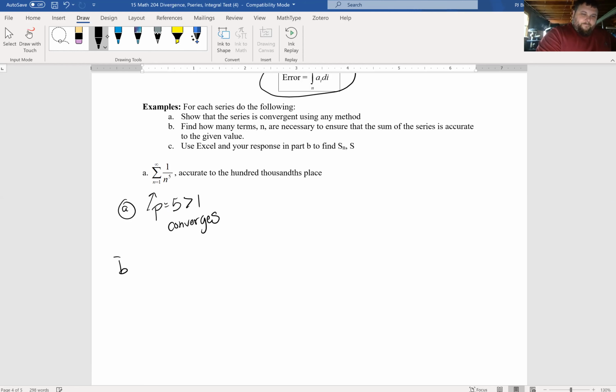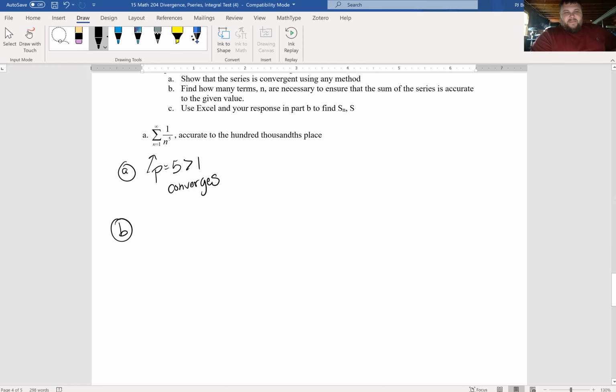Part B. Find how many terms n are necessary to ensure the sum of the series is accurate to the given value. They ask us to be accurate to the 100,000th place. Okay, so tens, hundreds, thousands, 10,000s.